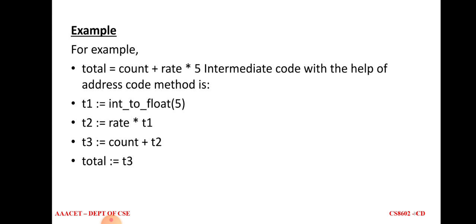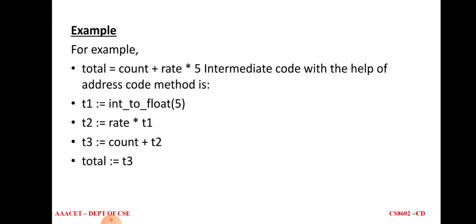So first of all, we have to assign T1 is equal to, we can convert the integer number 5 into float value. So T1 is equal to integer to float. From this point, we have to convert the integer value 5 into float value. So T1 is equal to integer to float of 5. After that, the 5 value is assigned to T1.